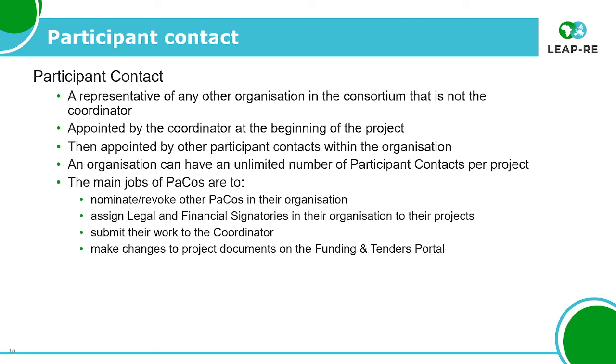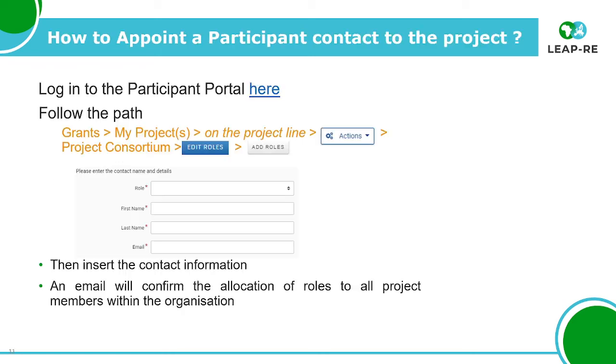A participant contact is appointed by the coordinator at the beginning of the project. This person can then appoint an unlimited number of further participant contacts within the organization. The main jobs of participant contacts are to nominate or revoke other participant contacts, to assign legal and financial signatories in their organization to their projects, to submit their work to the coordinator, and to make changes to the project documents on the Funding and Tenders portal.